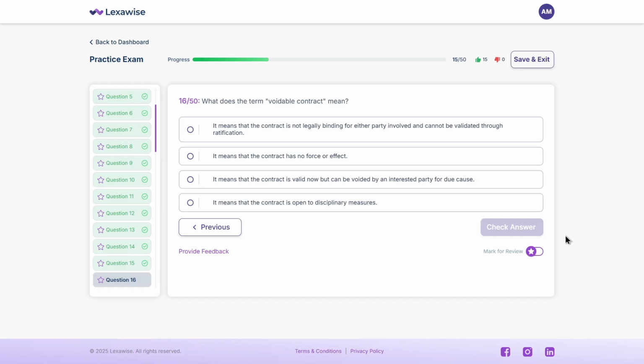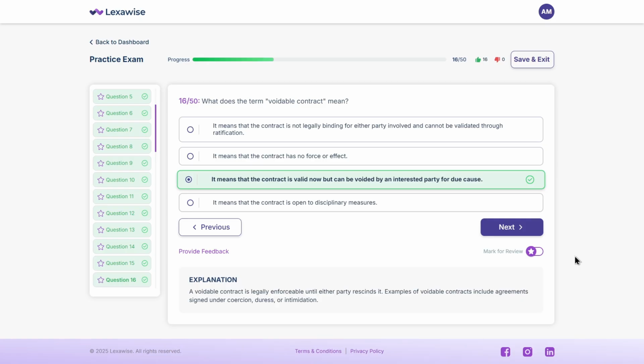The correct answer is C. It means that the contract is valid now but can be voided by an interested party for due cause. Voidable contracts are valid and enforceable until the party with legal grounds chooses to cancel them.